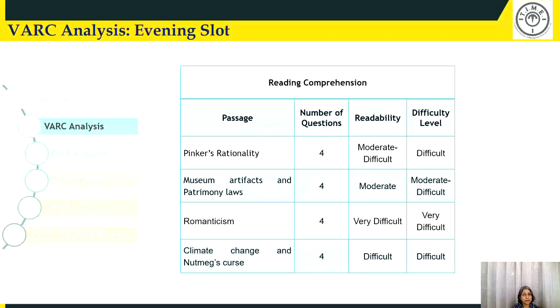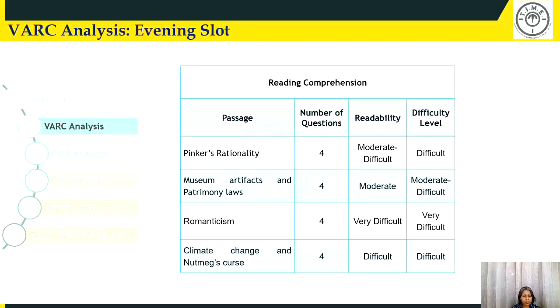In terms of the readability, the language of the passages, none of them can be called very easy because they all seem to contain certain technical words. For example, as per the reports of the students, the second passage which talked about museum artifacts did make a mention of patrimony laws. So one had to understand a little bit about what patrimony means.